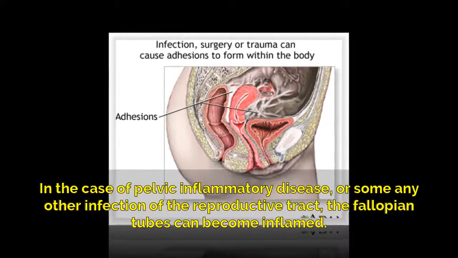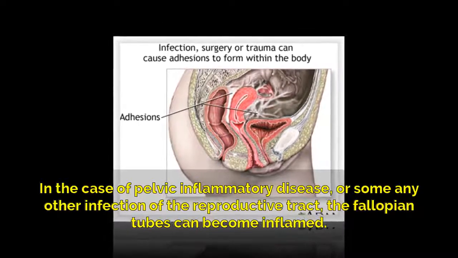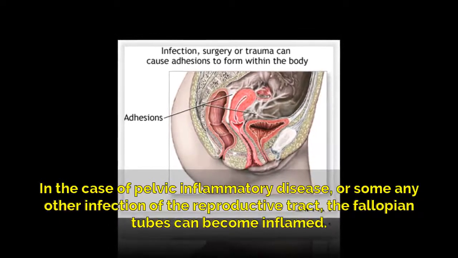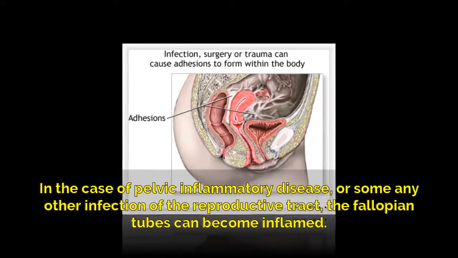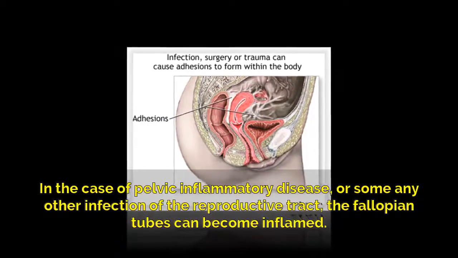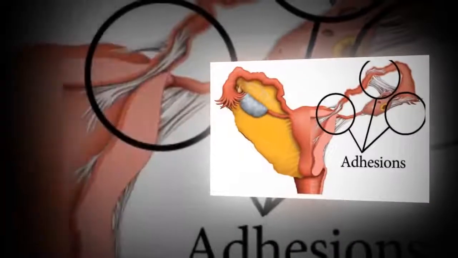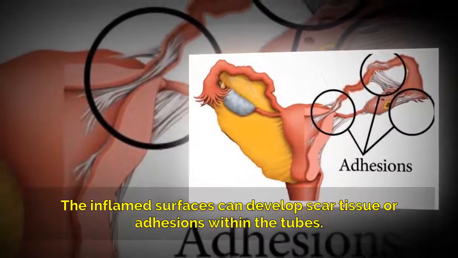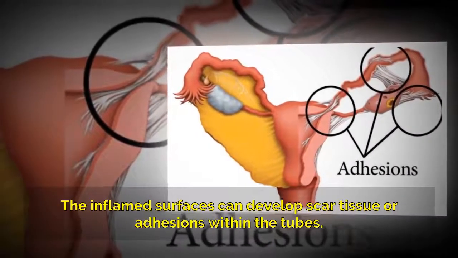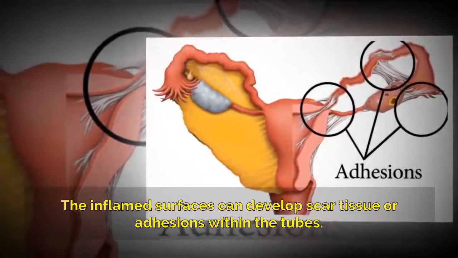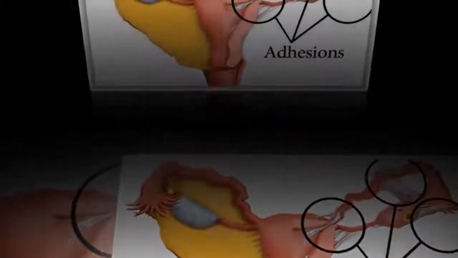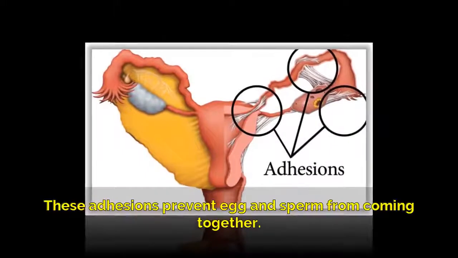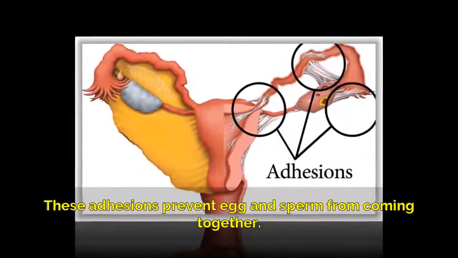In the case of pelvic inflammatory disease, or any other infection of the reproductive tract, the fallopian tubes can become inflamed. The inflamed surfaces can develop scar tissue or adhesions within the tubes. These adhesions prevent egg and sperm from coming together.